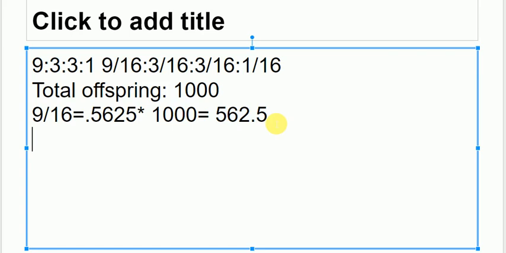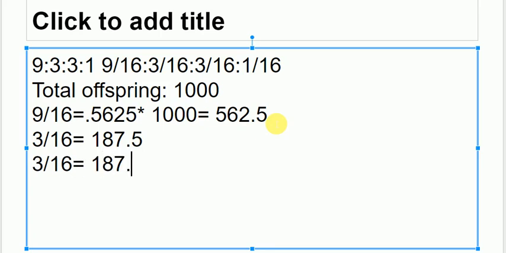So let's go ahead and do that for the rest of our phenotypic ratio here. If you do 3 divided by 16 times 1,000, I'm going to skip that 1,000 step because you can do this in your calculator pretty quickly, and that should give you 187.5. And the beautiful thing about this problem is that since our ratio is nice and clean, we can do the same thing for that second 3 in our ratio, and then 1 divided by 16 times 1,000 gives me 62.5.